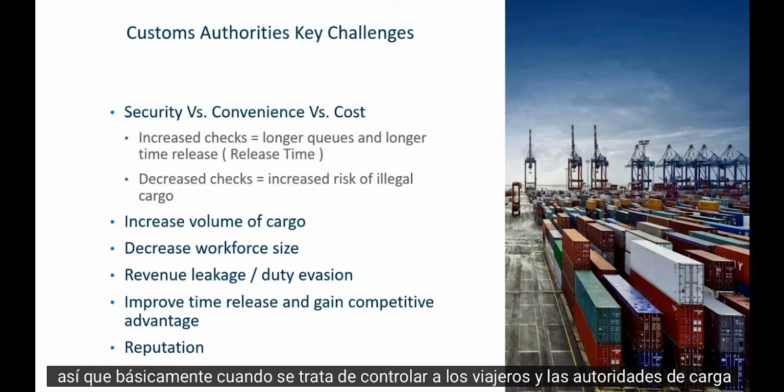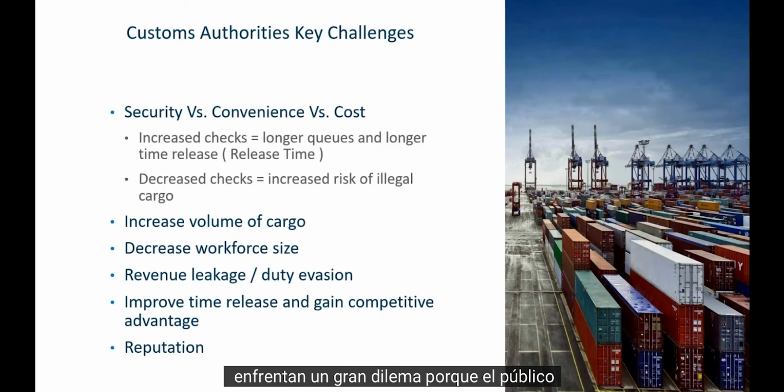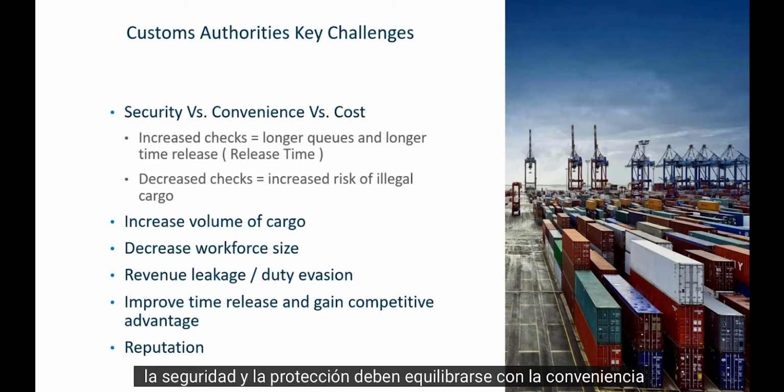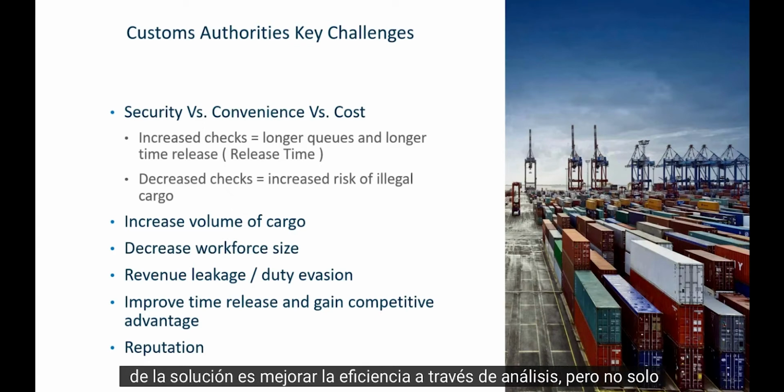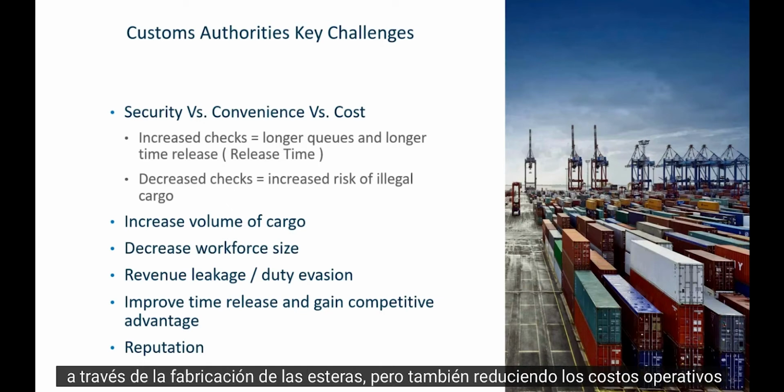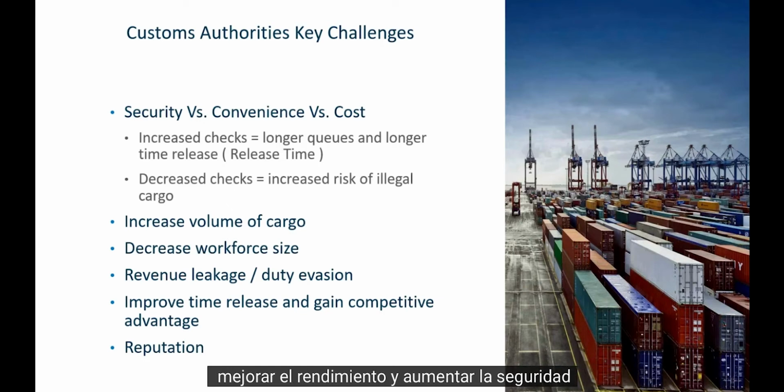So basically, when it comes to checking travelers and cargo, authorities face a big dilemma because public security and safety need to be balanced against convenience and cost. These include both the cost of disruption and the economic cost of delay. So the idea of the solution is to improve efficiency through analytics, but not just via making the maths, but also reducing operational cost, improving performance, and increasing security.